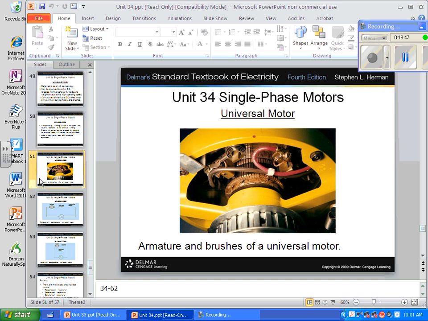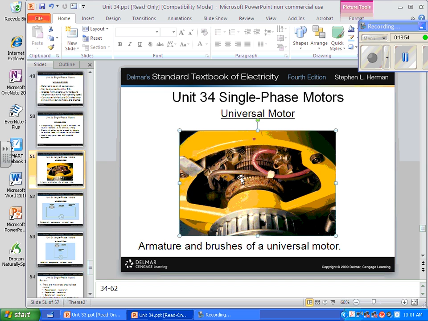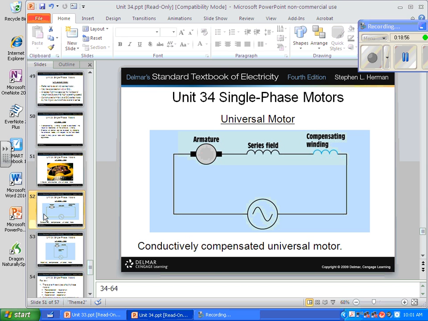Armature and brushes of a universal motor. What are these right here? These things right up here. Segments of the commutator. Okay. Universal motor has an armature, series field, and sometimes a compensating winding, but not always.